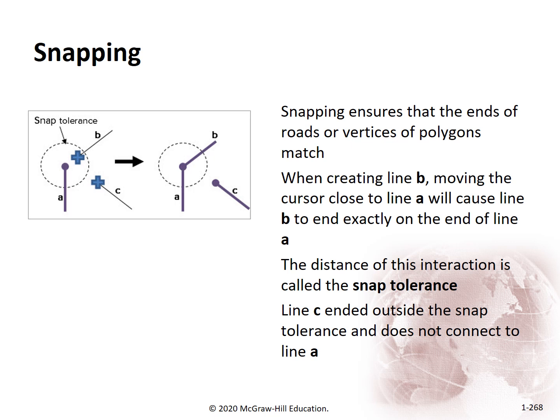Snapping. My mom says I've got snapping good looks. All moms say that. No, snapping ensures that the ends of the roads or the vertices of the polygons match. Basically, when you're trying to connect things, it's hard to get it exact. So if you get within a certain tolerance, it snaps it together automatically.